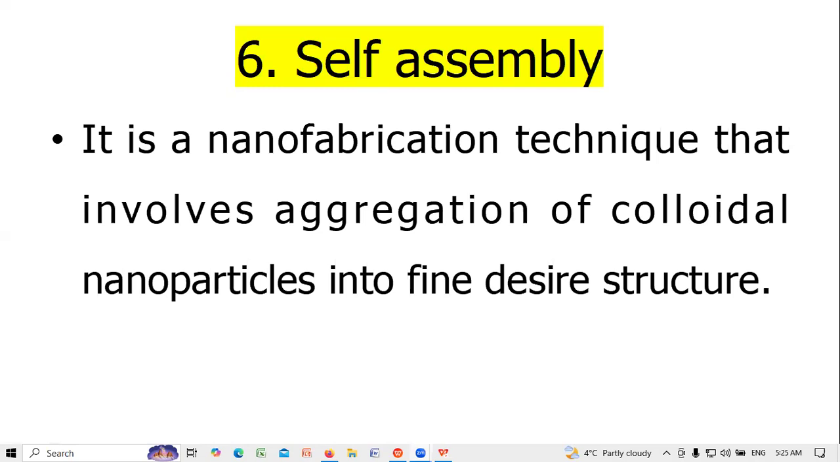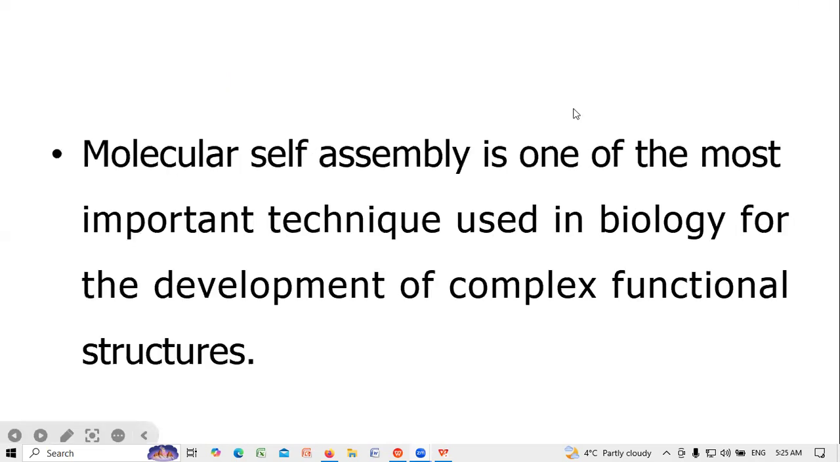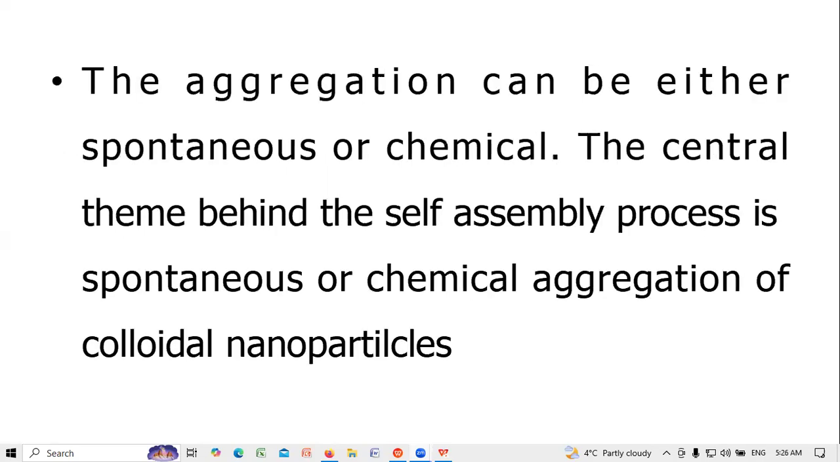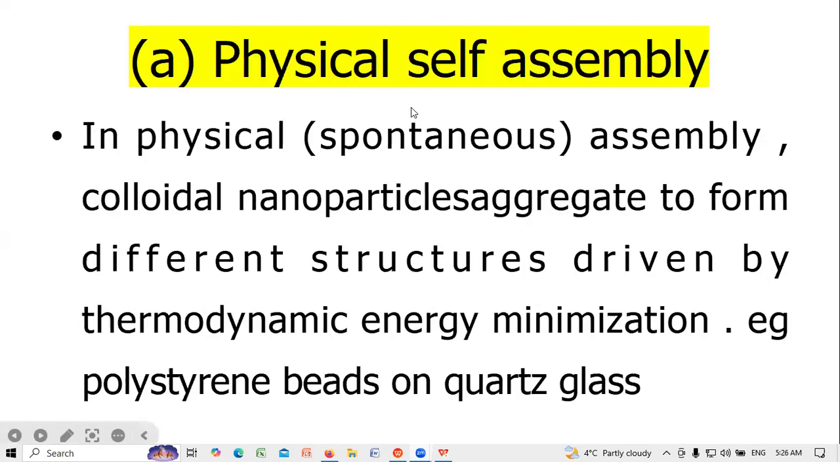I'm discussing self-assembly. It is a nanofabrication technique that involves aggregation of colloidal nanoparticles into fine desired structures. Molecular cell assembly is one of the most important techniques used in biology for the development of complex functional structures. The aggregation can be either spontaneous or chemical. The central theme behind the self-assembly process is spontaneous and chemical aggregation of colloidal nanoparticles.